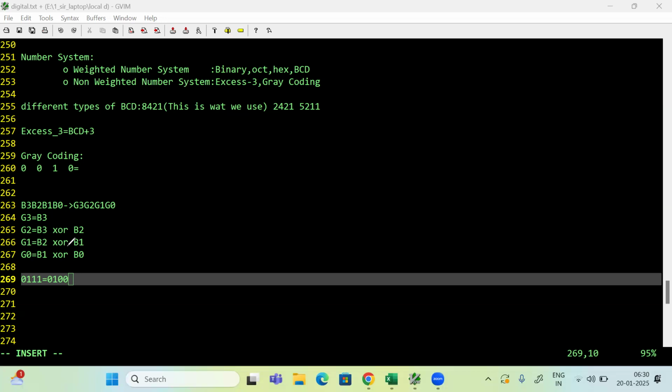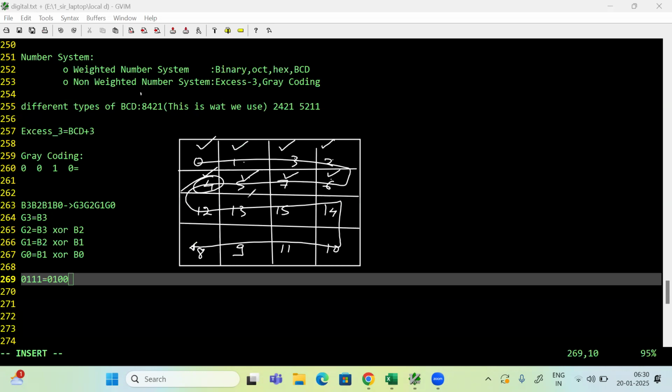Okay. What is the value? 10th value I need. When you travel like a snake, what is the value you will get? 15. 15, sir. 10th value: 0, 1, 2, 3, 4, 5, 6, 7, 8, 9, 10.